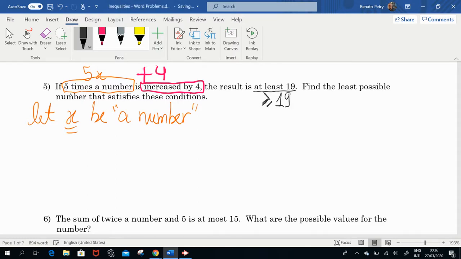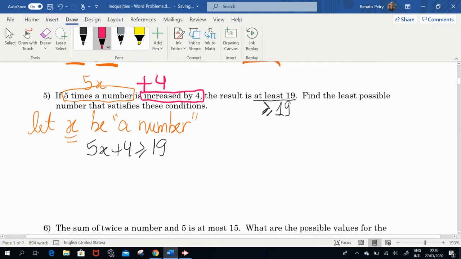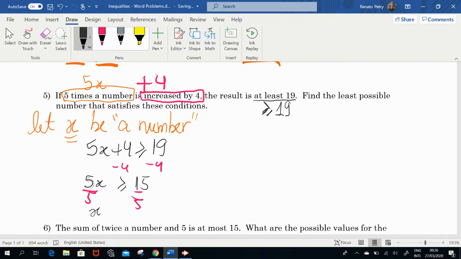So now I can write my inequality. My inequality would be 5x plus 4 greater or equal to 19. I wrote it, now I solve, and then I graph. I start by subtracting 4, and this will be 5x greater or equal to 15. Then I divide by 5, and this will be x greater or equal than 3.